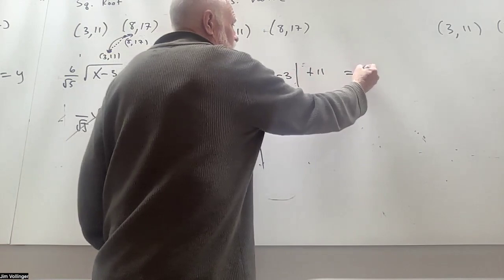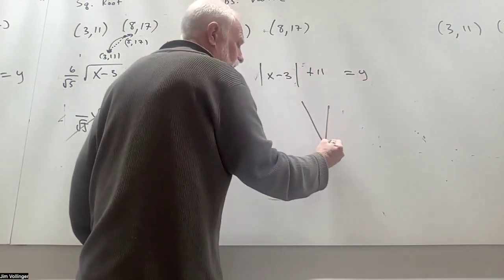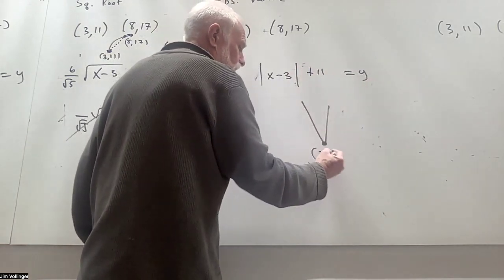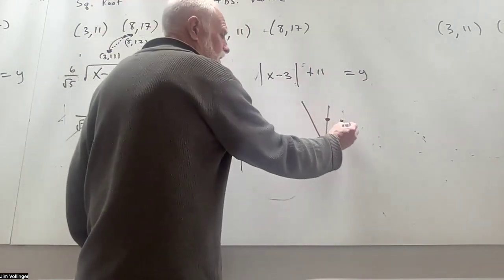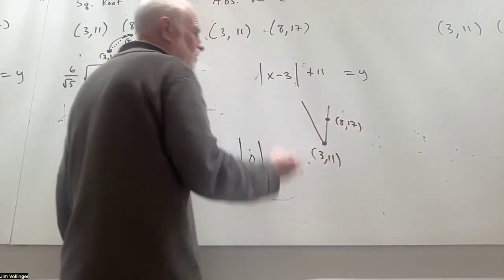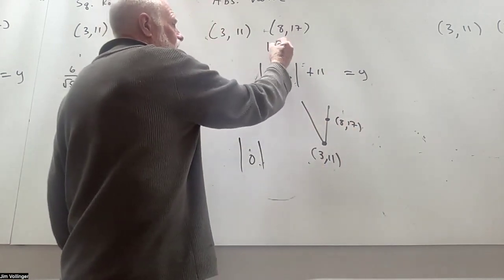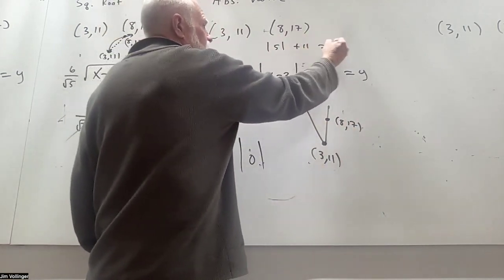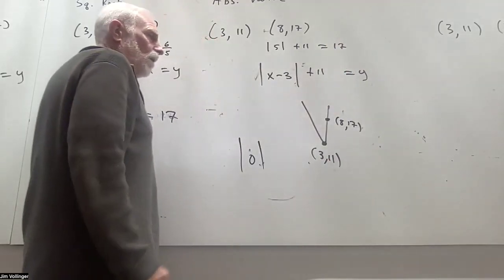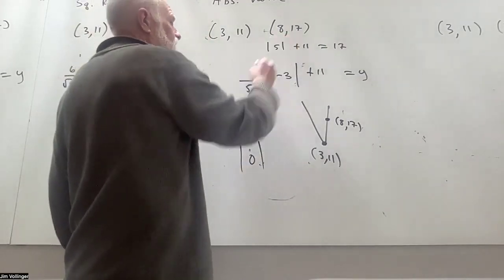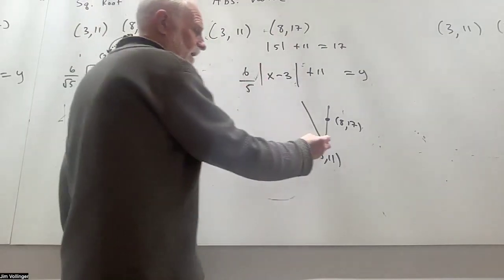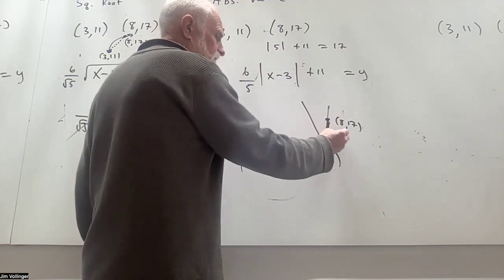It's going to get me my first y, and that's going to be a V shape up. Here's your 3, 11 right there, and 8, 17 is over here. And I know when I drop an 8 in, I get the absolute value of 5 plus 11, which equals 17. Oh, you say no? Well, I guess you've got to get rid of that 5. How do I get from 11 to 17? 6. So what's the average rate of change from there to there? 6 to 5.